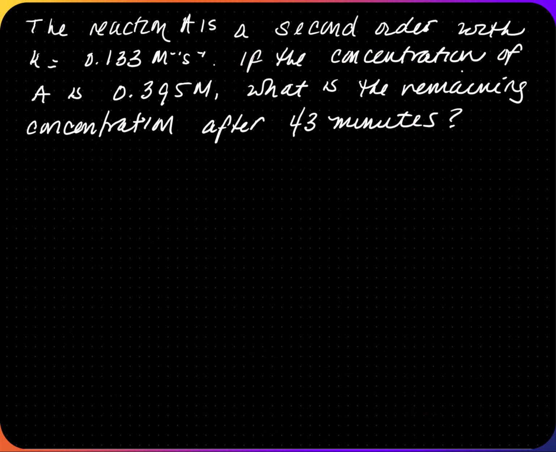So here we have a reaction A that is second order. This is a second order with a k. They gave you the k constant as 0.133 molars to the negative 1, seconds to the negative 1. If the concentration of A is 0.395, so that is my initial concentration, A naught.